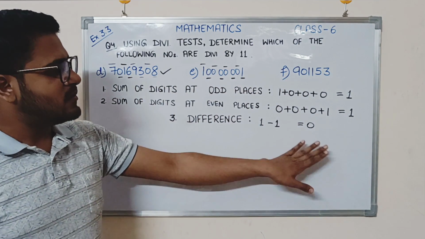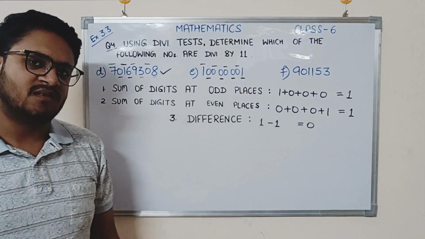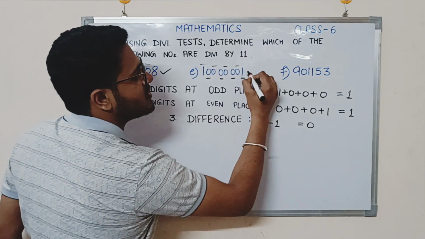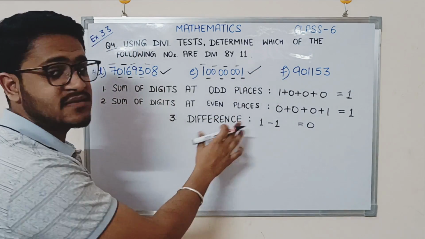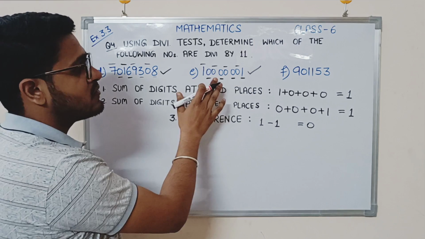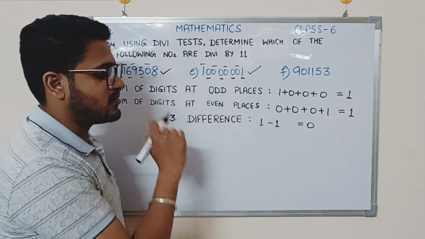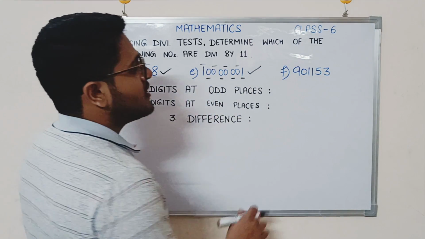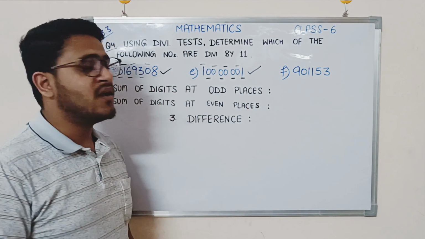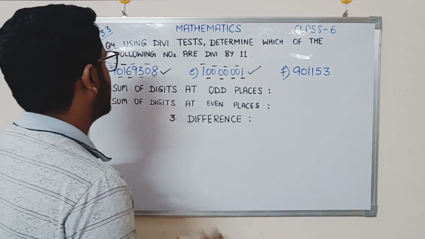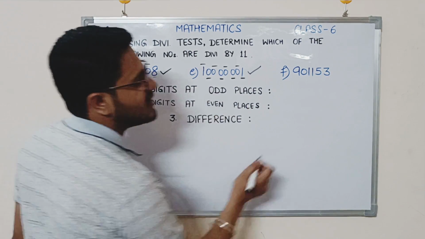Okay. So as per the divisibility test for 11, if the difference is 0, the number is divisible by 11. Okay. Which says the number is 9,01,153.